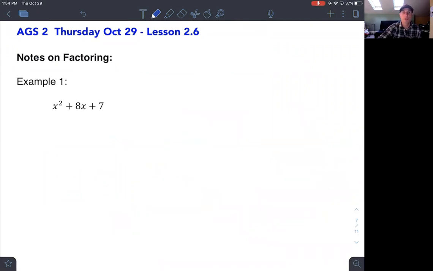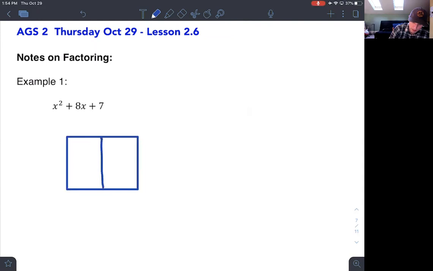Okay, so example number one, take a second to write that down: x squared plus 8x plus 7. To factor, we can also use the boxes. You're going to get so good at this that you're going to be able to do it in your head probably, but this is a really good organizational technique. Okay, so drawing a box.